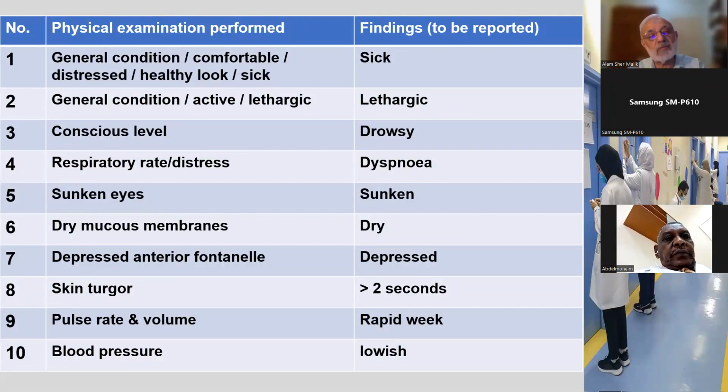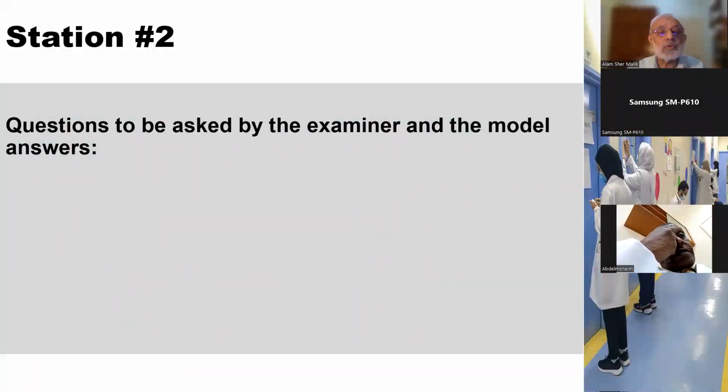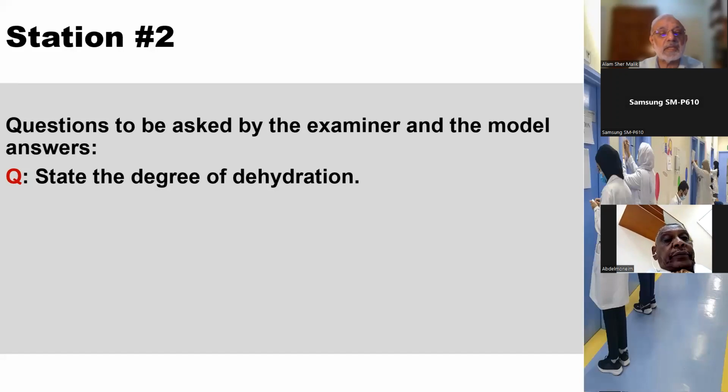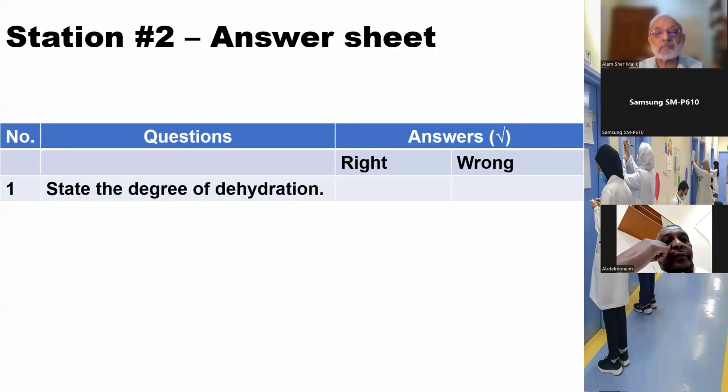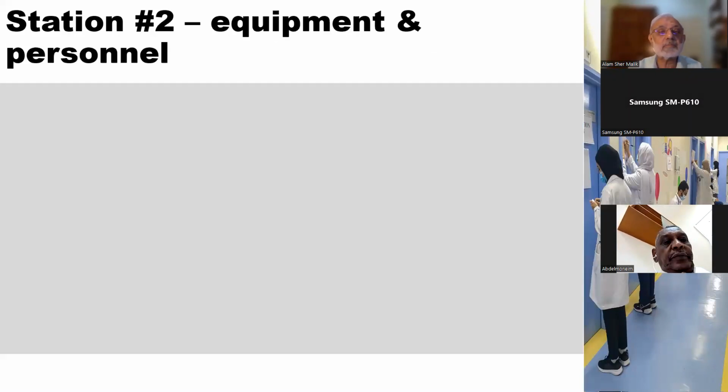So basically, what we are looking at is the technique of physical examination, but the findings are being provided by the examiner. So the question to be asked by the examiner and the model answer is to state the degree of dehydration, and based on the answers provided to the physical examination, the expected answer would be severe dehydration. And this would be the answer sheet where examiner would tick in the right or wrong box.